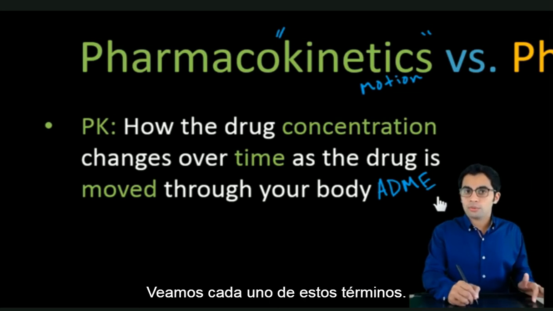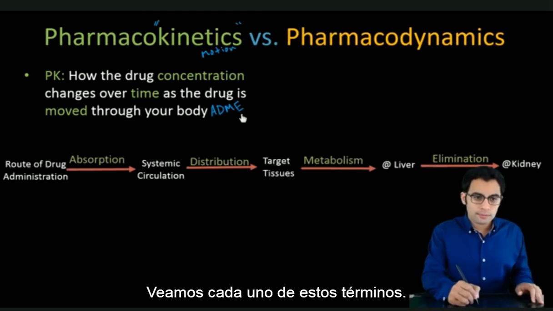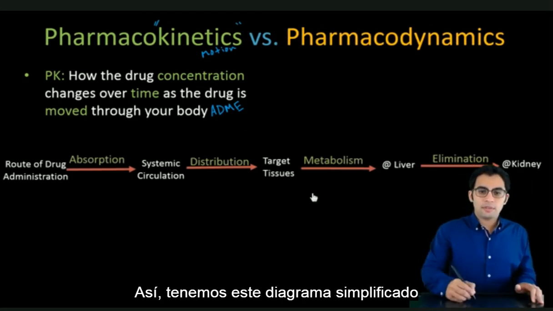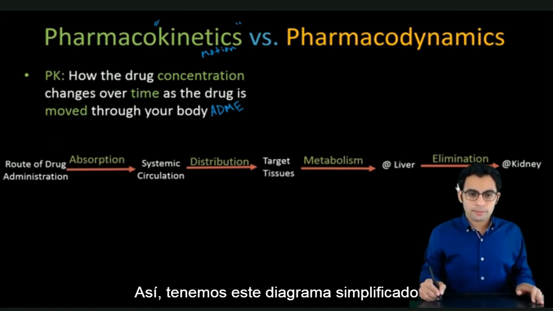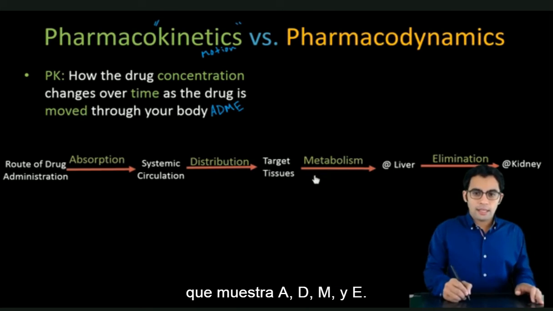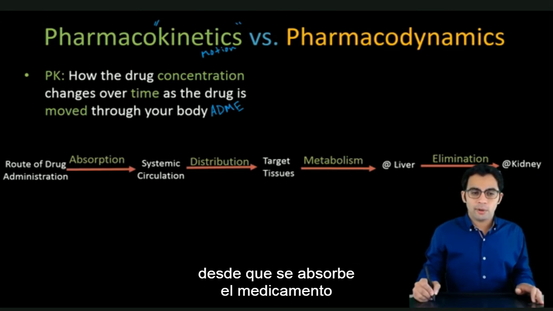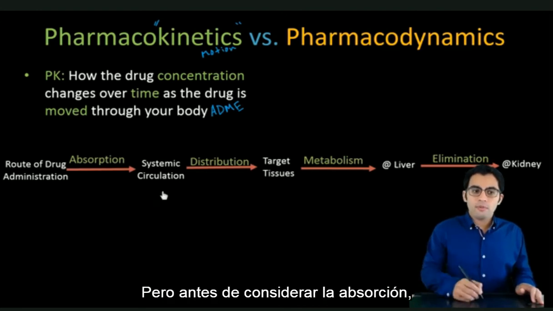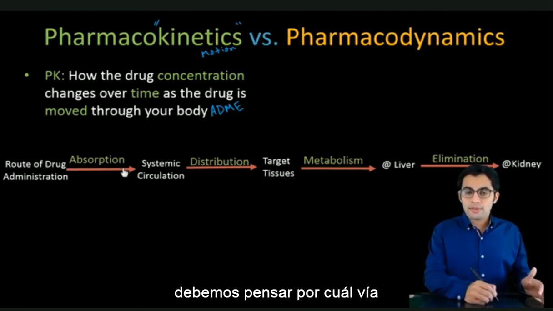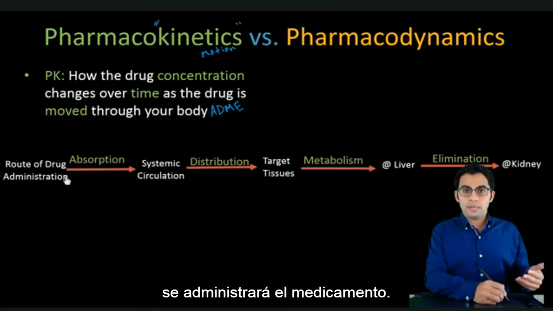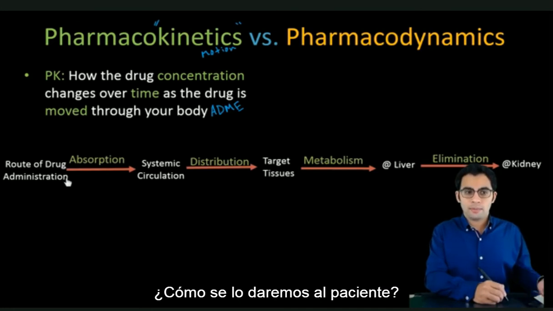So let's walk through each one of these. And so we have this simplified linear diagram here showing A, D, M, and E. And we're going to go through the process of a drug getting absorbed all the way through getting eliminated from your body. So before we can even consider absorption, we have to think about what route we're going to administer the drug. How are we going to give it to the patient?